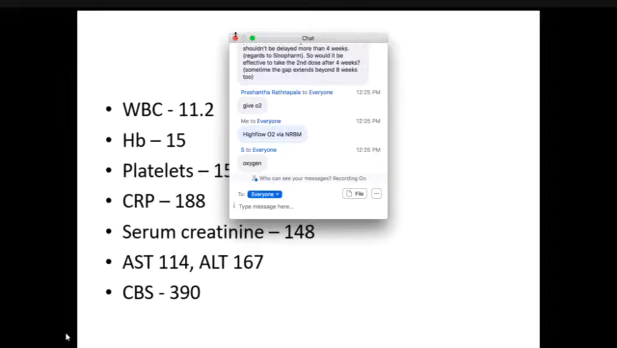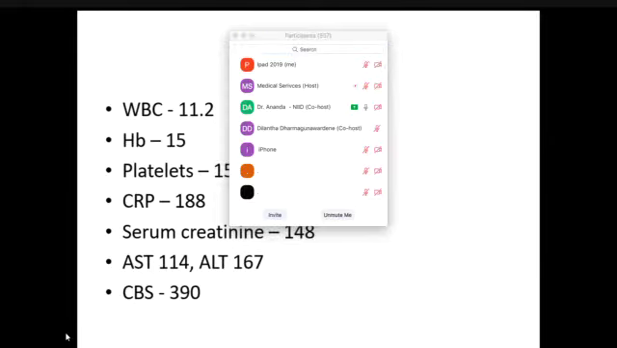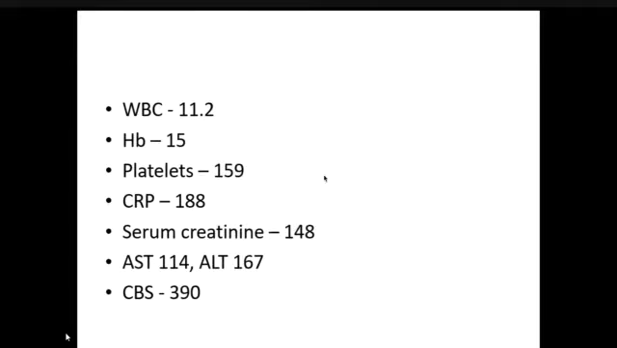Okay, we give the investigations as well. WBC 11.2, HB 15, platelet 159, CRP 188, creatinine a bit high 148, AST ALT again a little bit high, CBS 390. So how do you manage this patient basically? What are the important things you have to do?